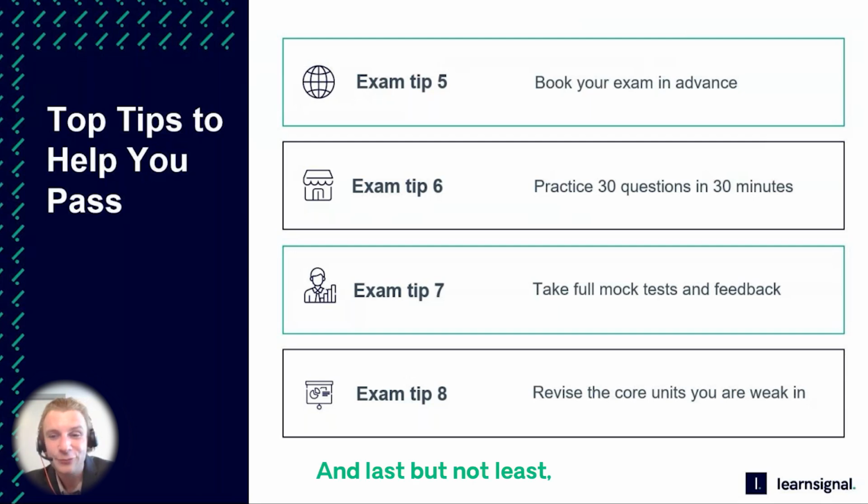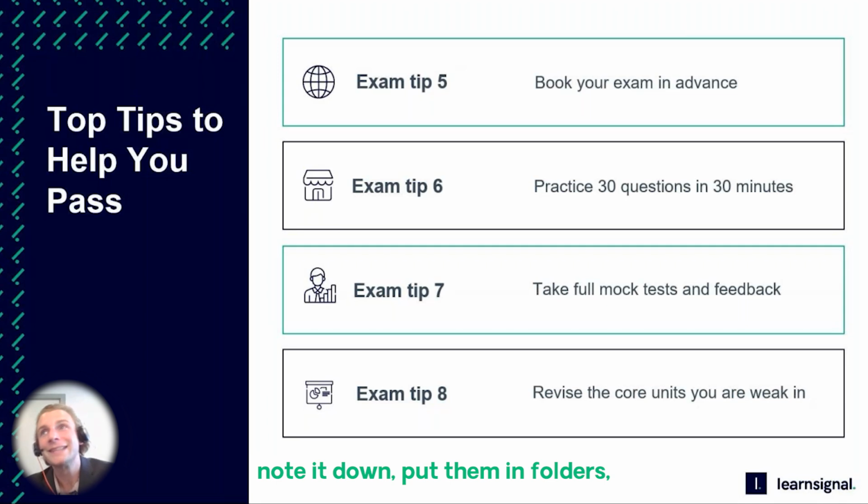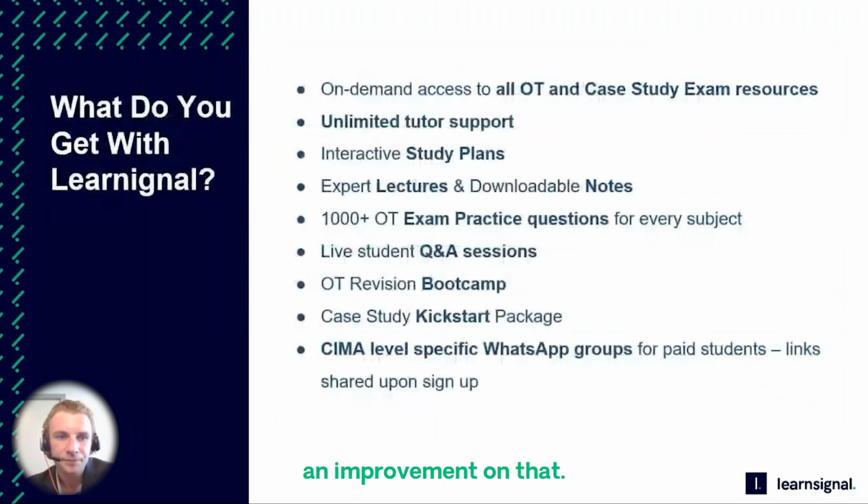And last but not least, revising those core areas, whichever area of the syllabus it is, you're all going to have one weak area, and you have to target that weak area. You can't take the easy route, because that is where it's going to pay so many dividends to you in the exam, as those hard areas are going to come up. And if you avoid them, then you might as well just wave the white flag, I'm afraid. It's a case of really targeting those in your revision, go through them, note it down, put them in folders, link it to the syllabus, like we said, and you will definitely see an improvement.